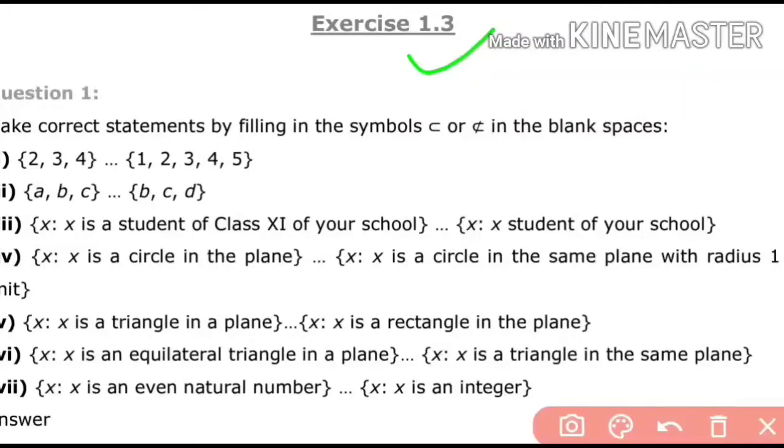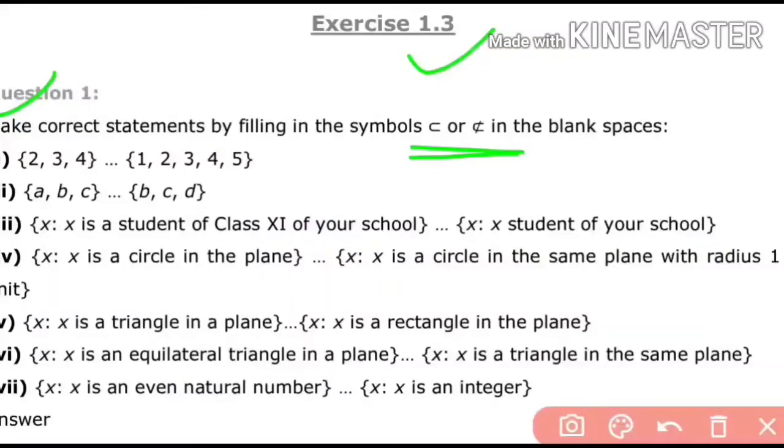In this exercise, question number one is a very simple question. You have to fill in the blanks with two symbols, and we already know these symbols. The first symbol is for subset and the second is for not subset. So make correct statements by filling in the symbols subset or not subset in the blank spaces.